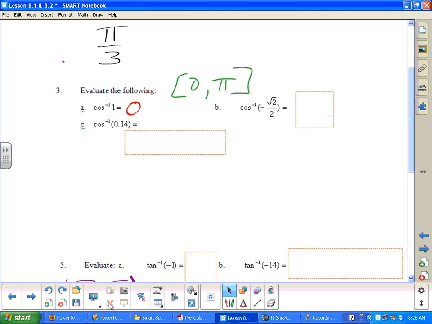From inverse cosine negative square root of 2 over 2. We're looking from 0 to pi. Okay. It's going to be in the second quadrant, and that would be at 3 pi over 4.